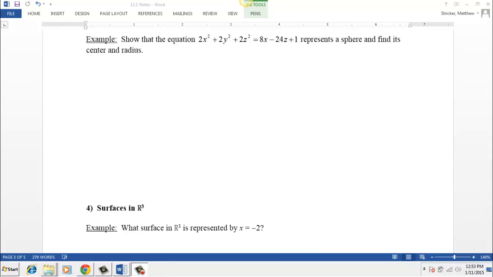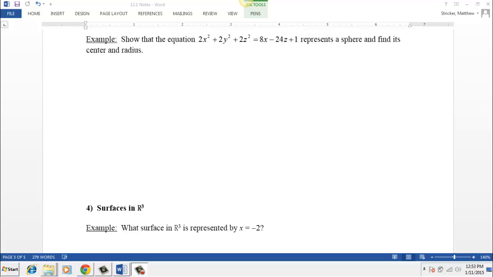Let's take a look at this example from your notes. It says, show that the equation 2x squared plus 2y squared plus 2z squared equals 8x minus 24z plus 1 represents a sphere, and then find its center and radius.